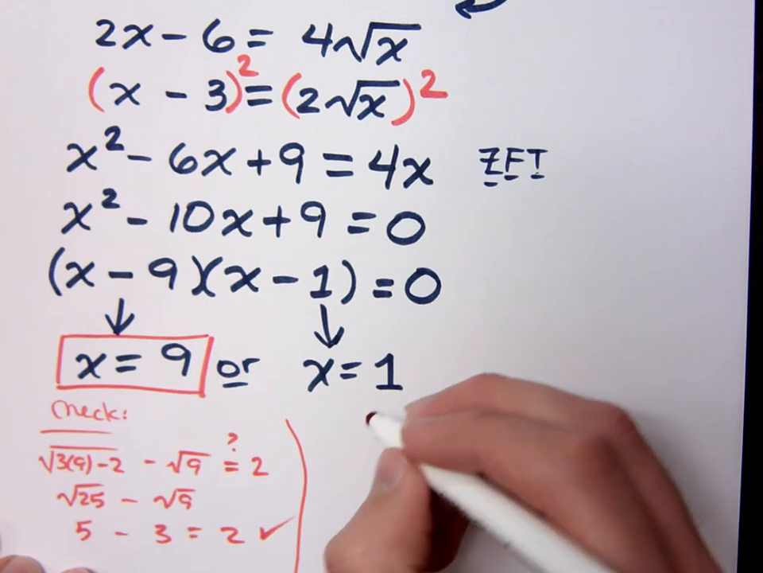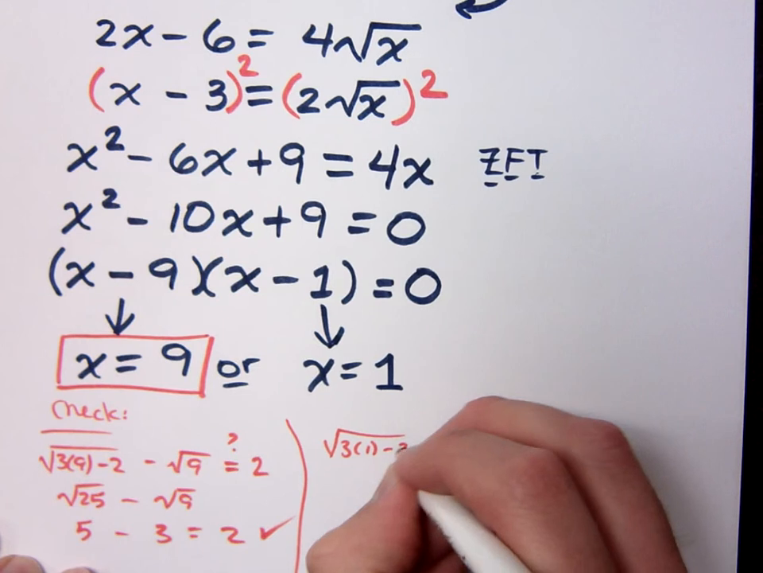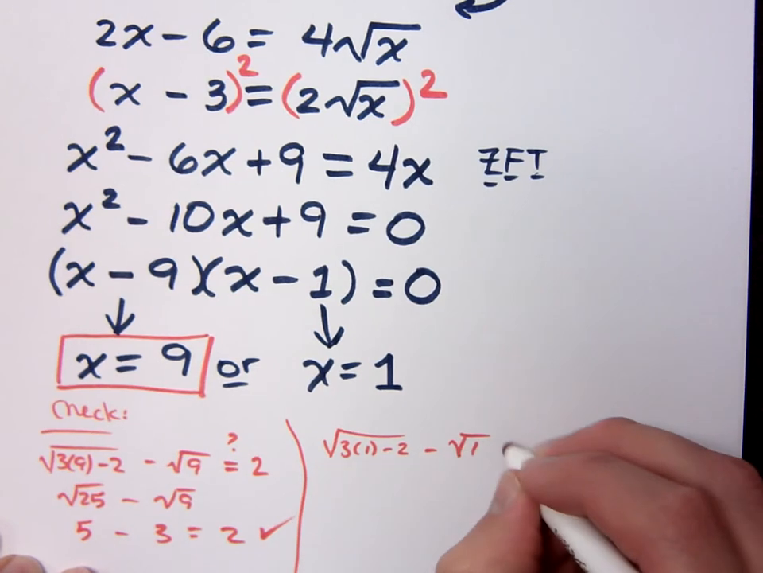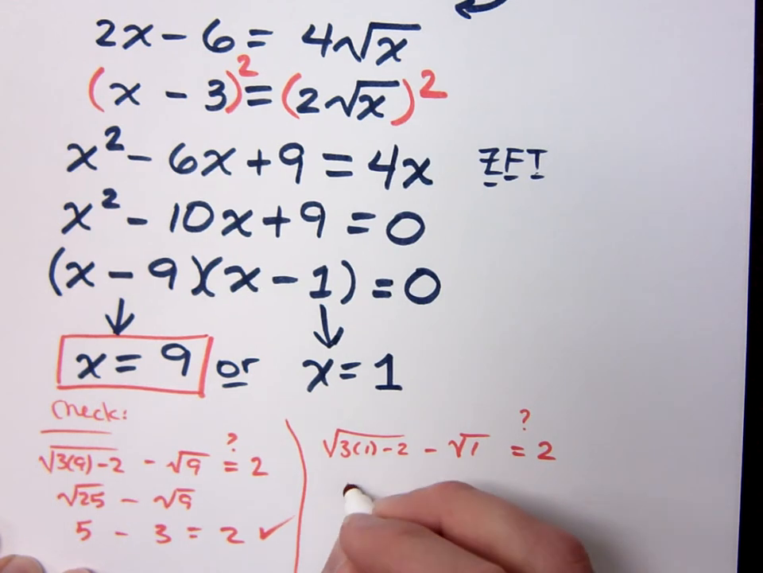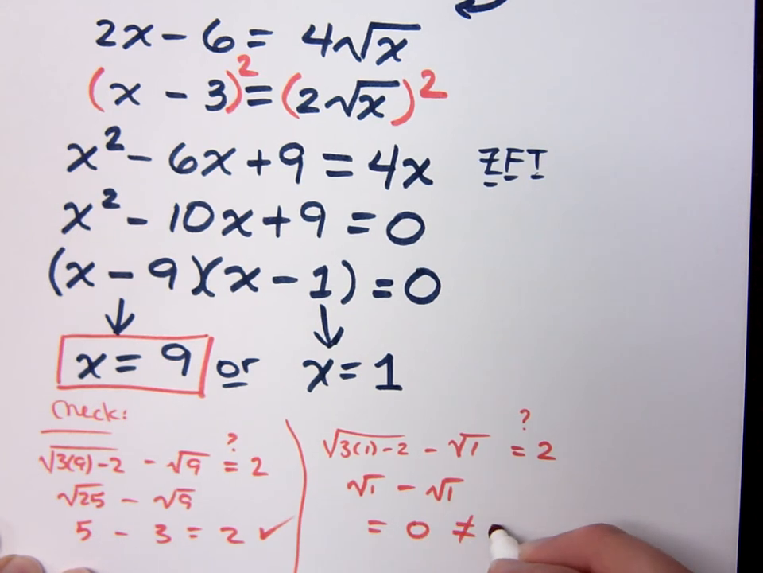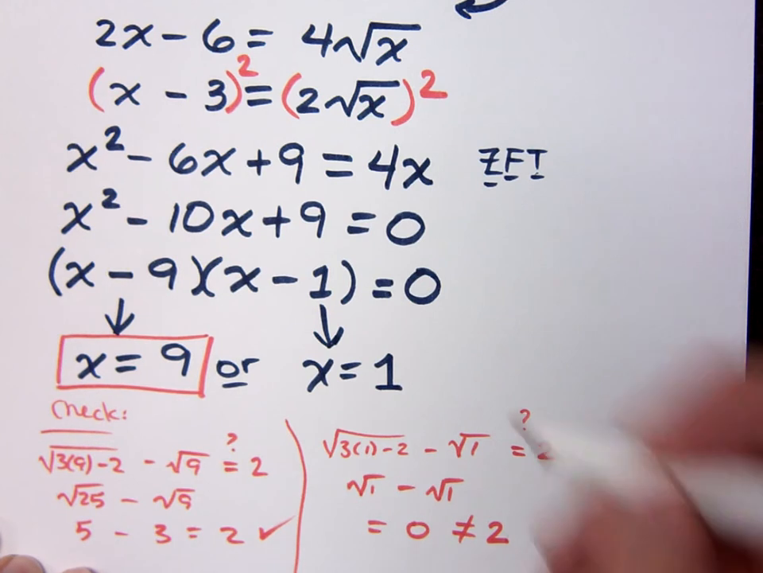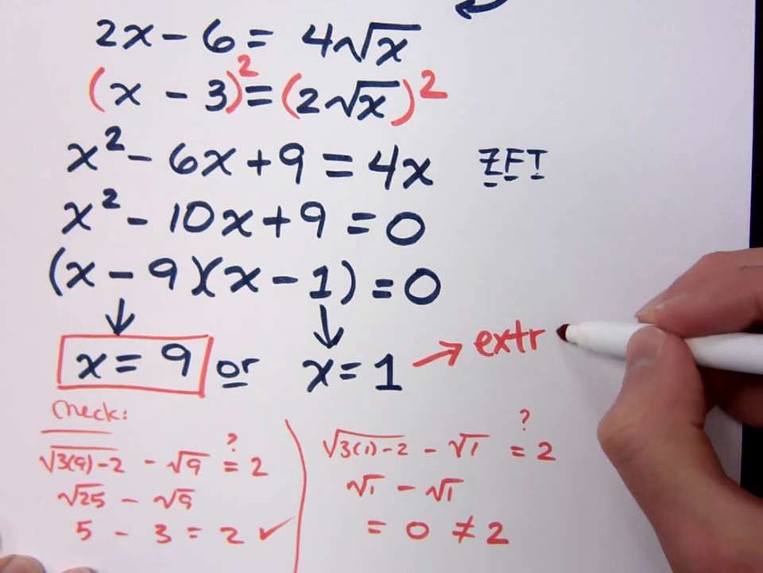What about x equals 1? Is the square root of 3 times 1 minus 2, minus the square root of 1, equal to 2? No. 3 times 1 minus 2 is 1. The square root of 1 minus the square root of 1 equals what? 0, which does not equal 2. So what do I say about x equals 1? Extraneous solution. This is an extraneous solution.